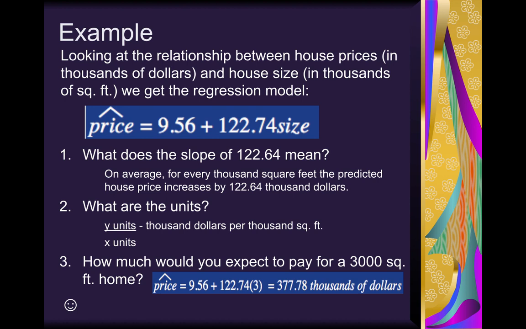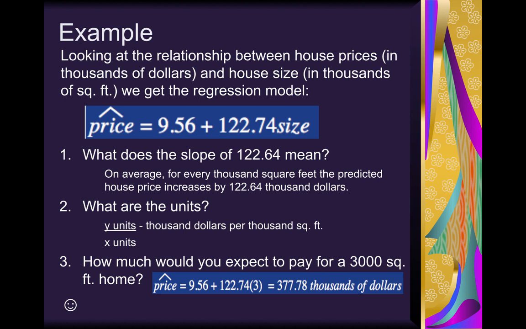But that doesn't always work out, so it's typically a safer bet to include what the actual unit is instead of scaling it down. Which brings us to, what are the units for the slope? Well, the units for slope is always the y units divided by the x units. So in this case, it's thousands of dollars per thousands of square feet. Or again, because it is one-to-one, we could have said dollars per square foot.